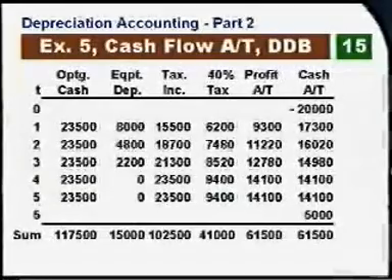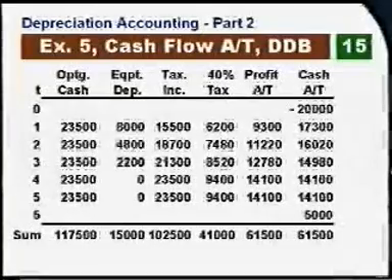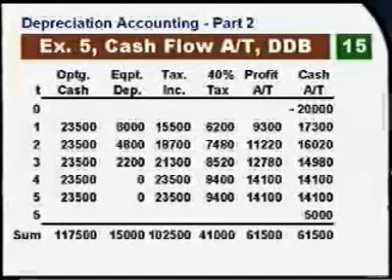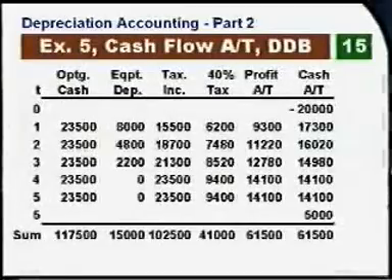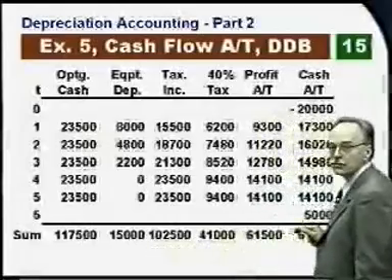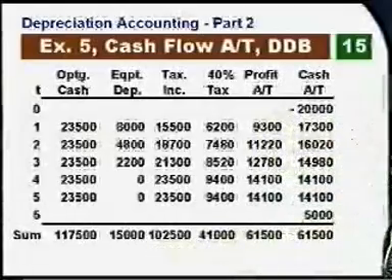In years 4 and 5, there is no equipment depreciation expense, so the cash flow after tax is numerically equal to profit after tax. Again, at time 0, we have the investment, $20,000 for the equipment, and at the end of the 5th year, we have the $5,000 salvage value. Again, we only claimed $15,000 total depreciation, so this $5,000 is pure cash. That's not subject to tax.